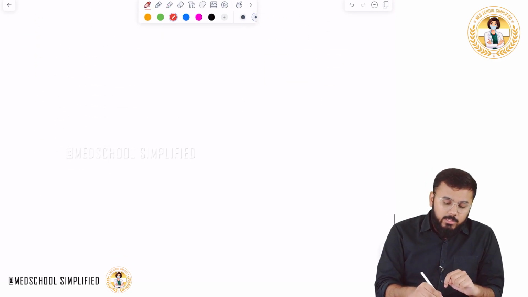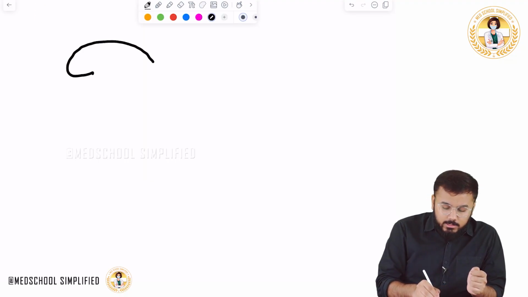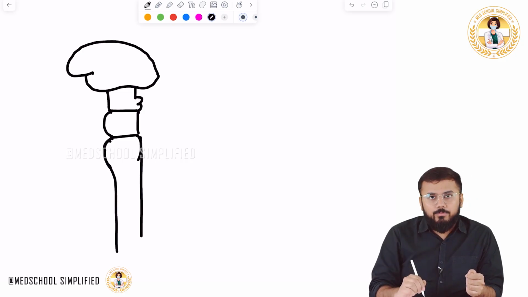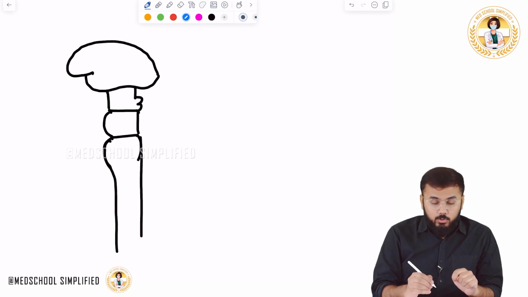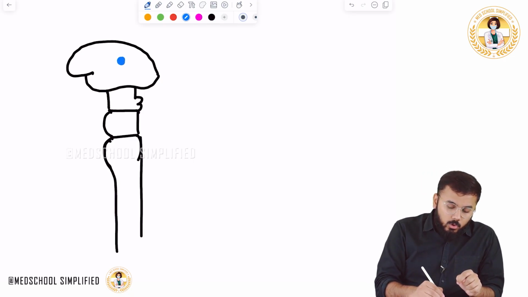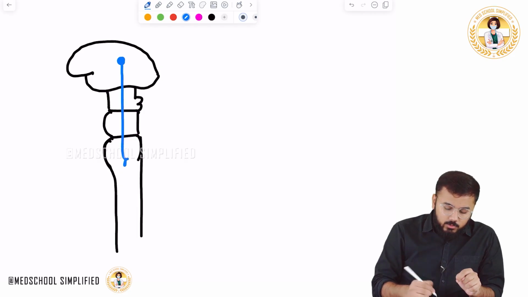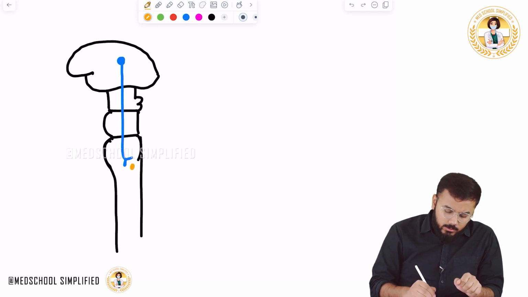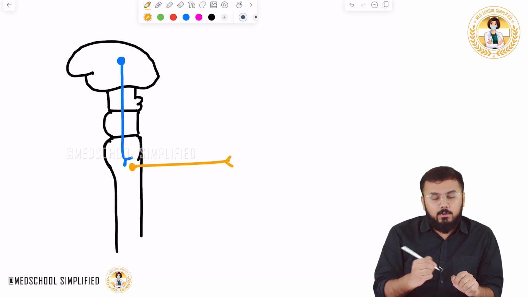Now, what is the important thing you need to know? For example, let us say that this is your cerebral cortex. Let us say this is your midbrain over here. Next you have your pons. Next you have your medulla oblongata, which continues down as your spinal cord. You very well know that there are neurons present in your central nervous system in this way. You also know that there are neurons coming out of the central nervous system.